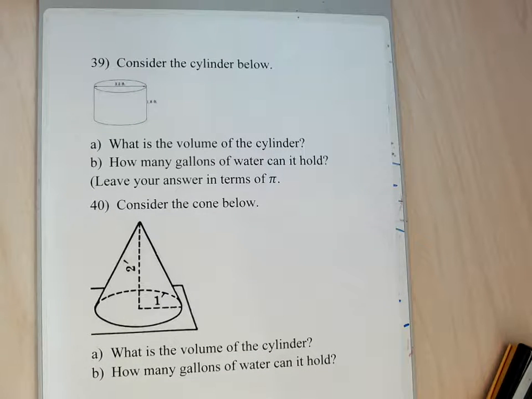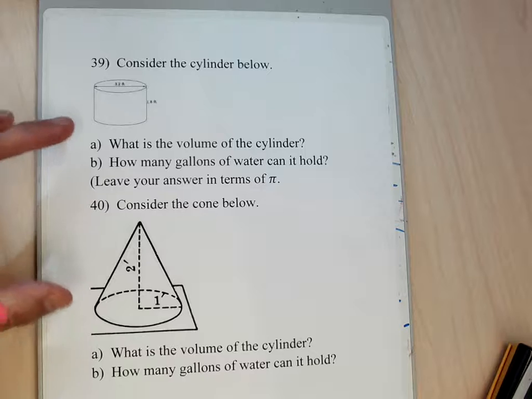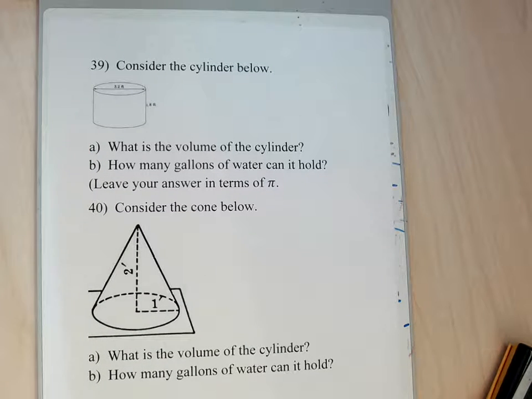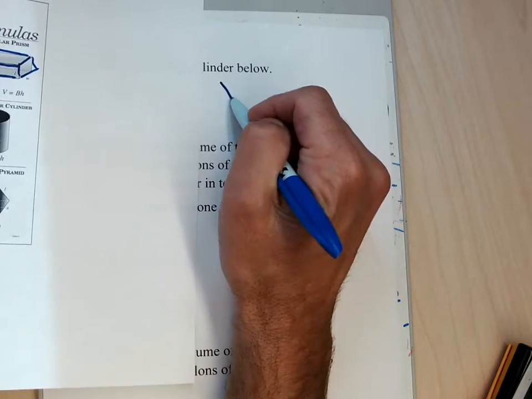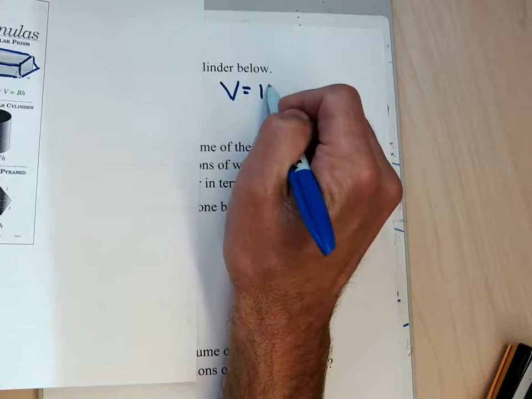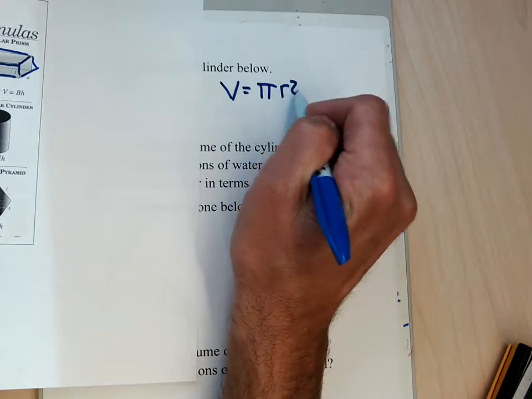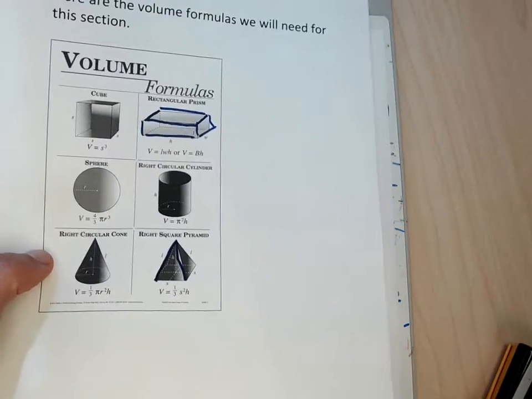So for 39 and 40, same sort of questions, but we have different shapes. First is to find the volume. Second is to find out how many gallons it holds. I don't remember the volume formulas, even though I just shot the video this morning. For your cylinder here, the volume formula you're going to need to do part A is pi r squared h. These formulas will be given to you on the test.